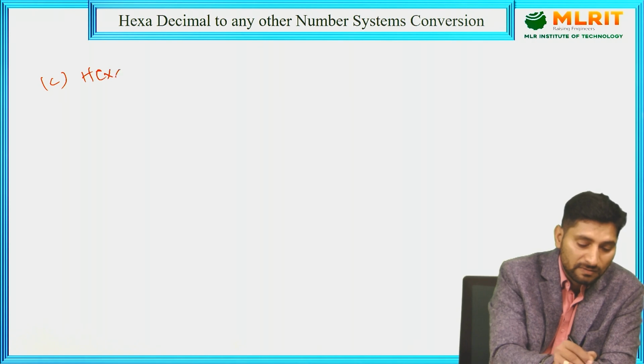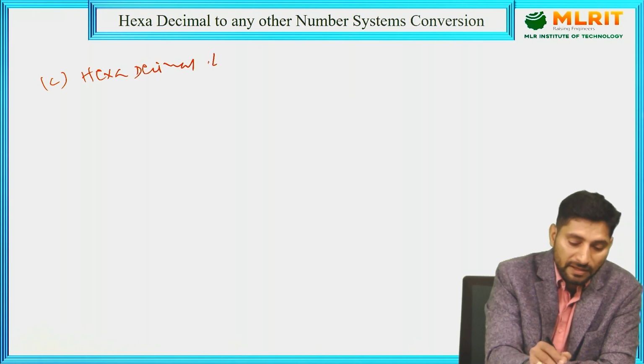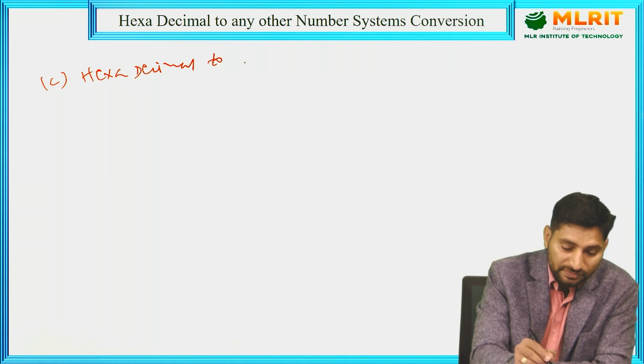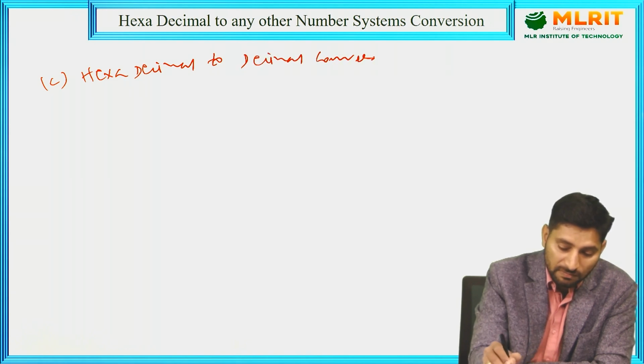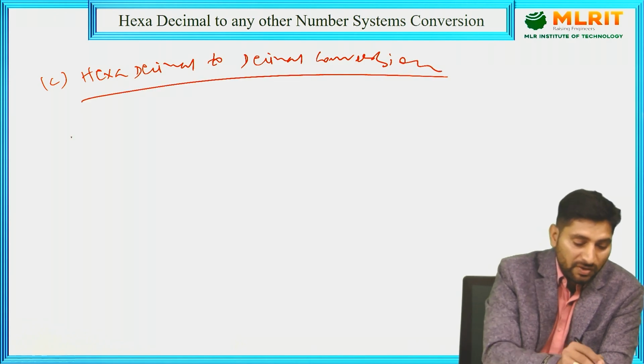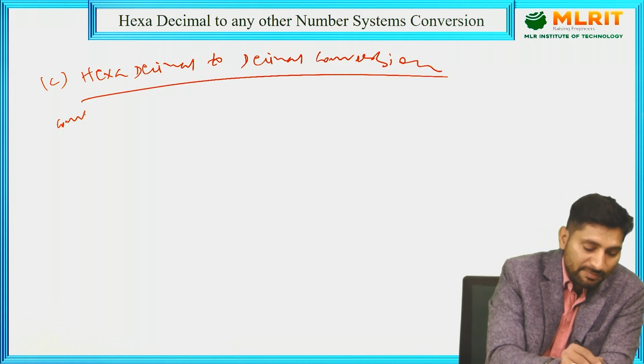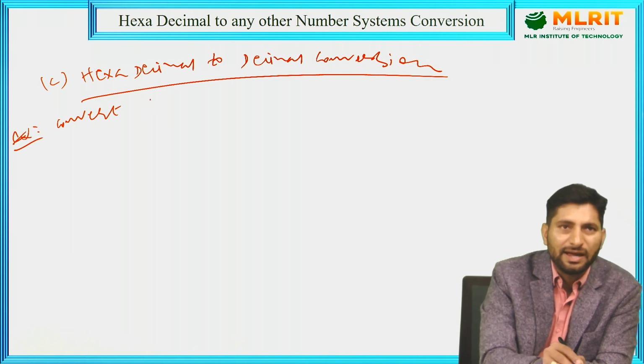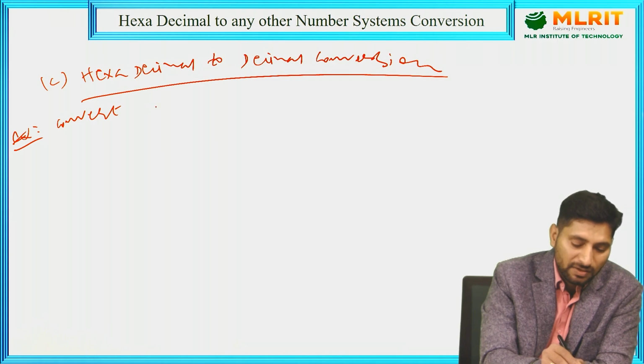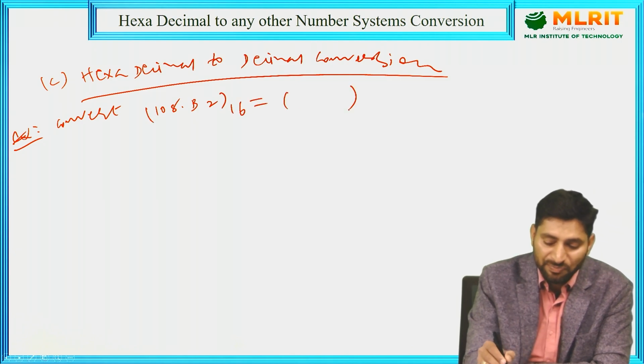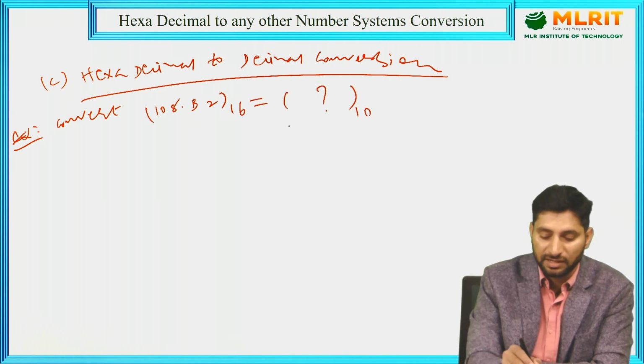Now the last conversion is hexadecimal to decimal. As a part of this, let me take an example. Convert any hexa quantity; I need to take it. So let me take 108 dot B2. This is the hexa quantity. I need to convert it into decimal. I don't know this decimal quantity.